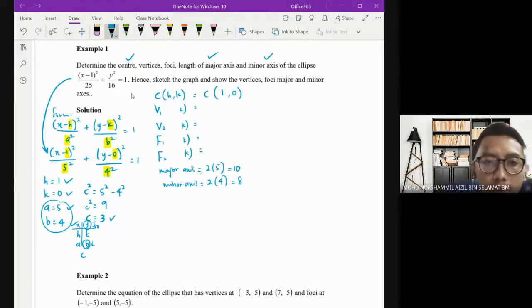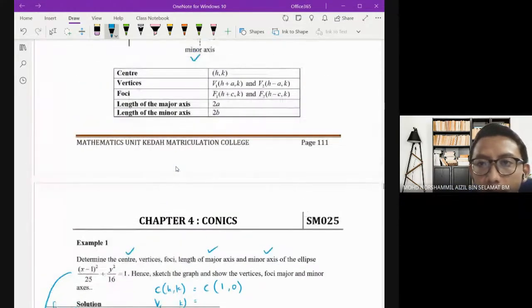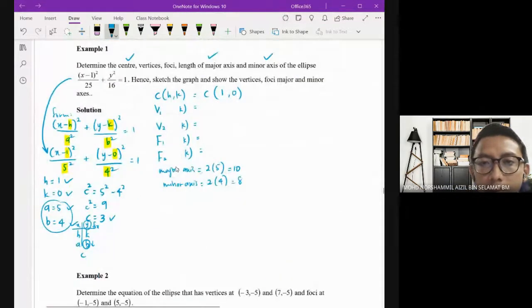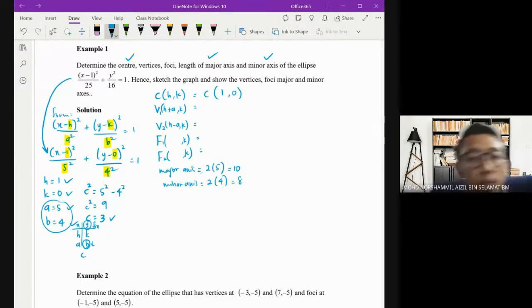Semua ni akan fix. And then what happened here? Yang ni tadi, sebabkan dia vertex. Vertex ni dia duduk dekat major axis tadi. So maksudnya yang ni akan jadi H plus A, satu lagi H minus A, sebab satu A ke kanan, satu A ke kiri. So kita ada H plus A, H minus A.